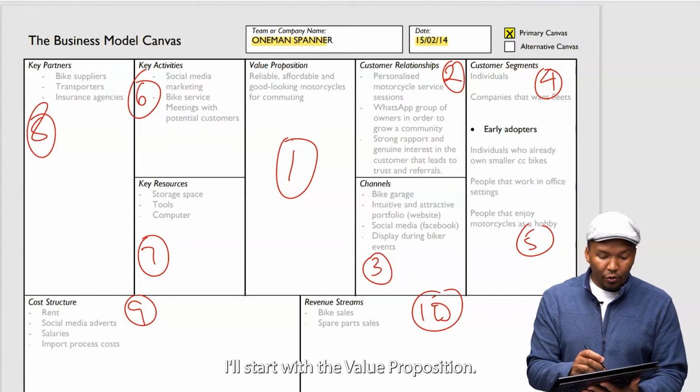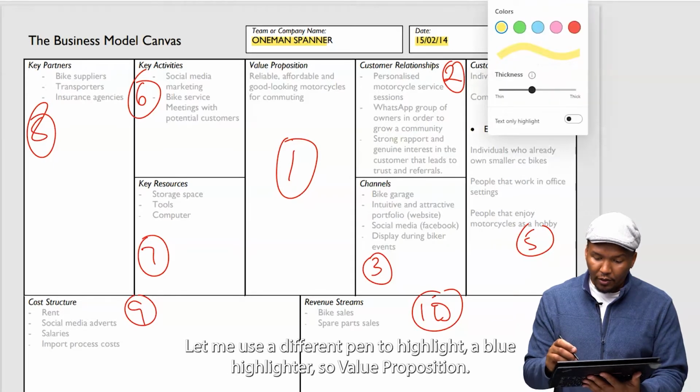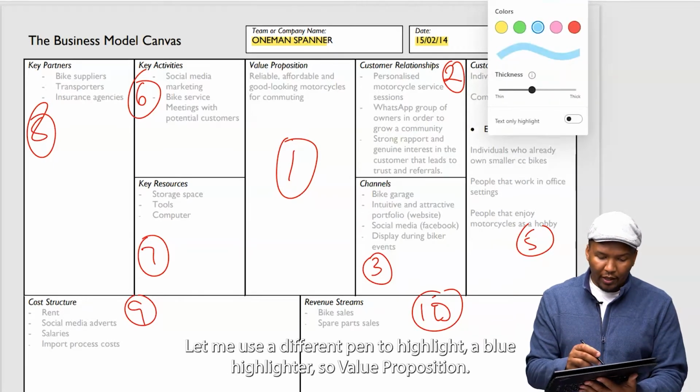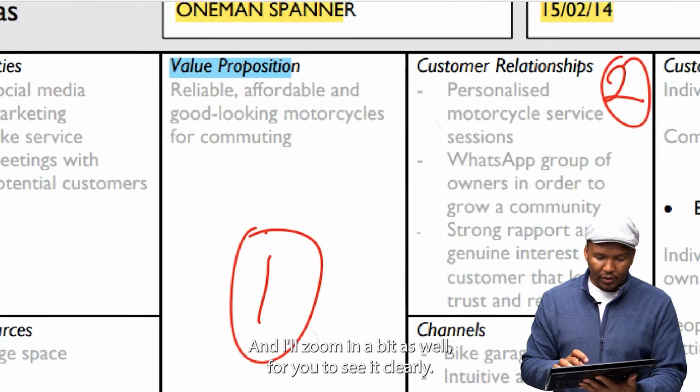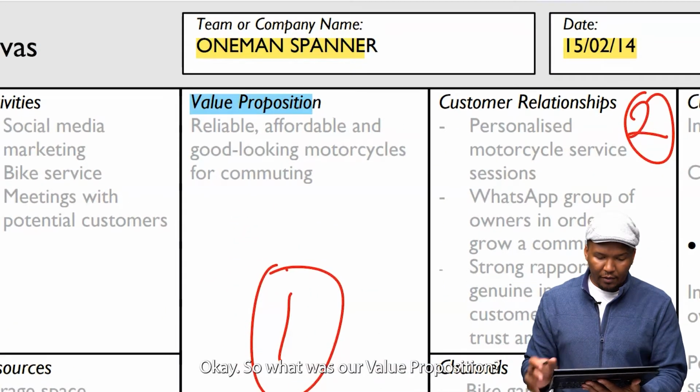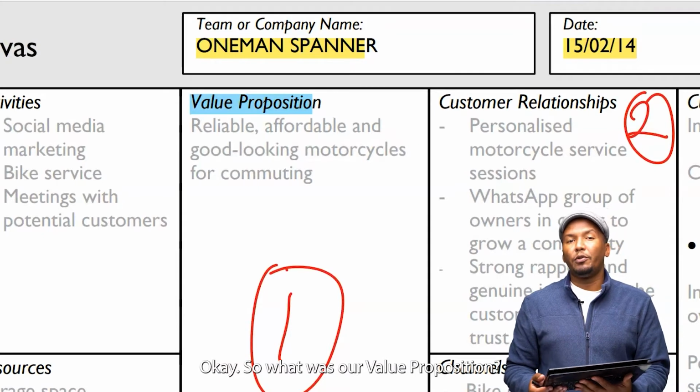I'll start with the value proposition. Let me use a different pen to highlight, a bluish highlighter. So value proposition, right there. Okay, and I'll zoom in a bit as well for you to see it clearly. Okay, so what was our value proposition?